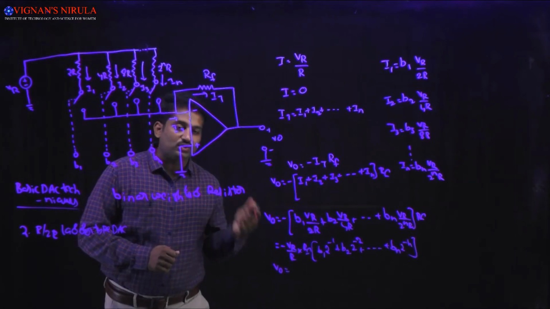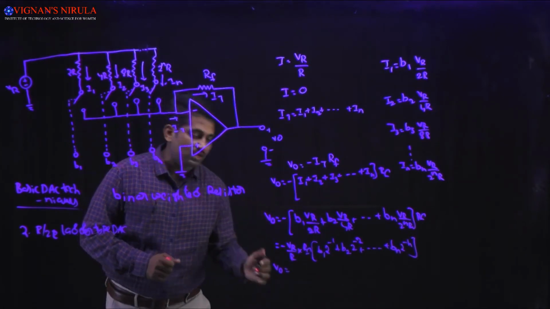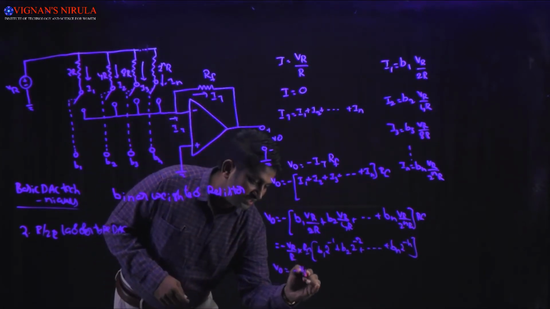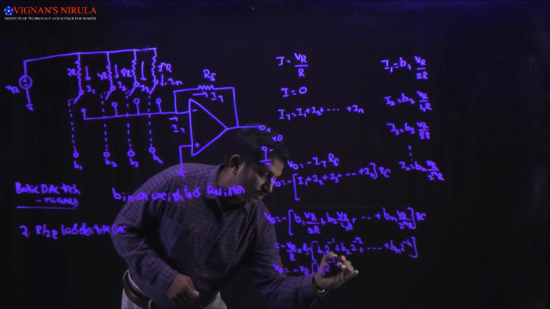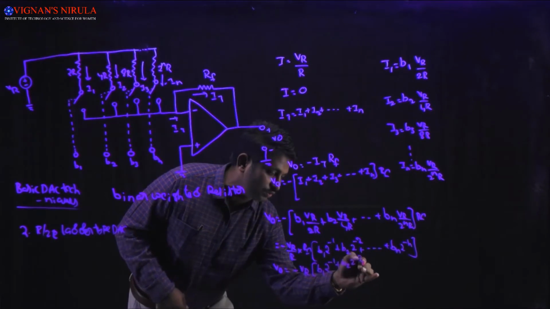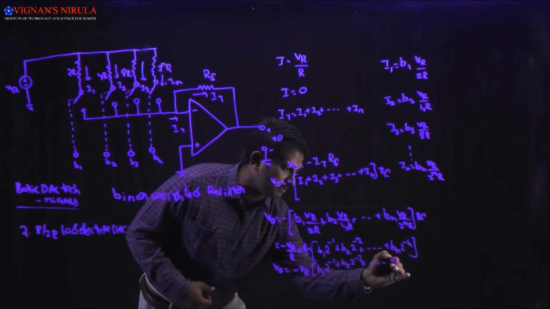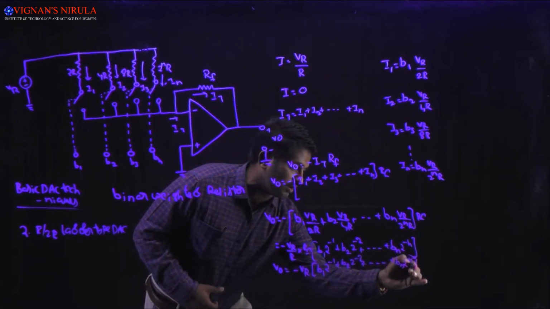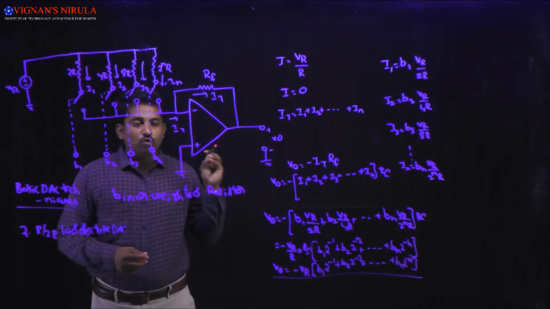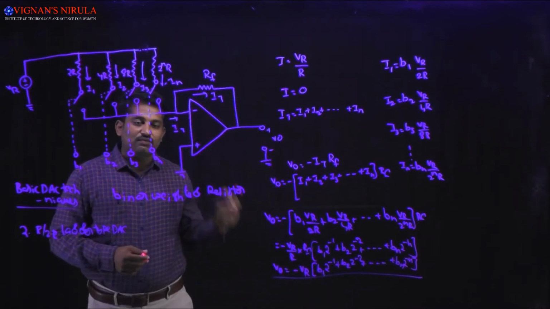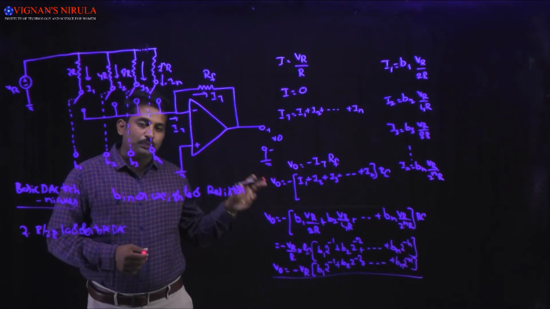Because here we are choosing RF is equal to R, we will get V0 is equal to minus VR into B1 into 2 power minus 1 plus B2 into 2 power minus 2 plus so on plus Bn into 2 to the power of minus n, which is nothing but the analog output voltage for the given binary input data.